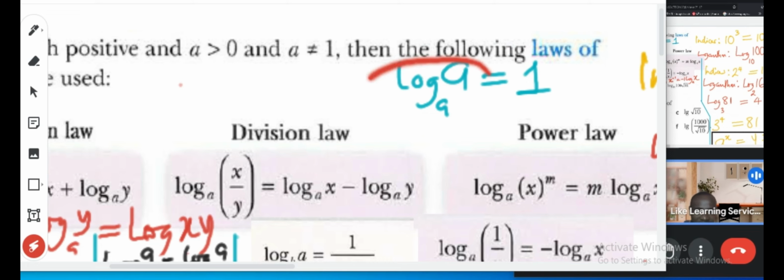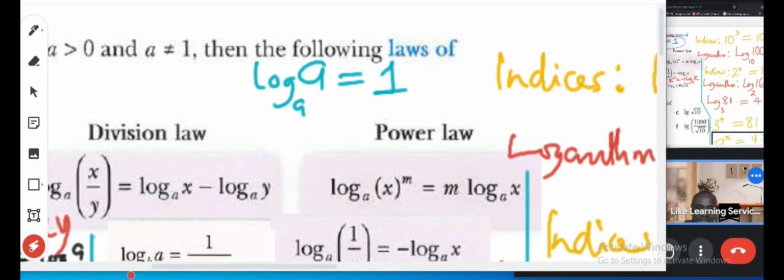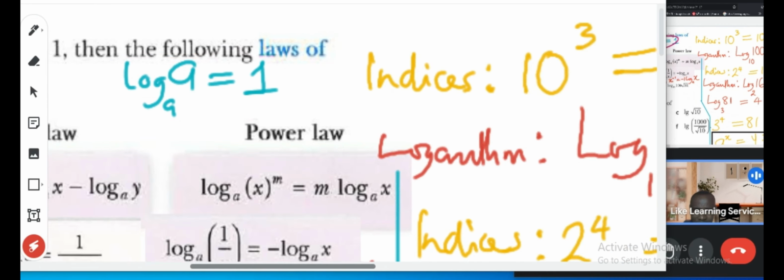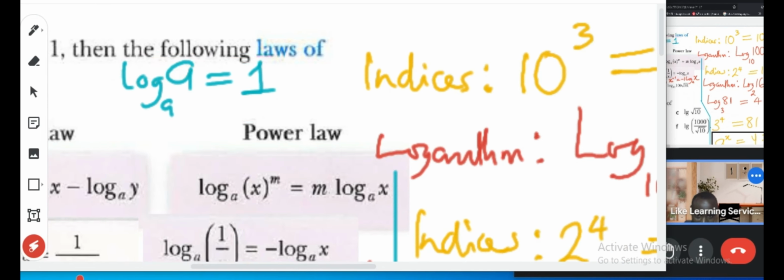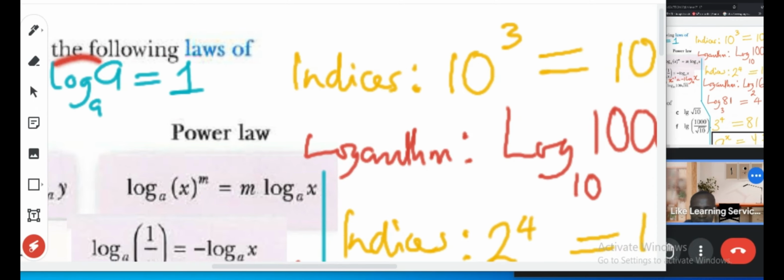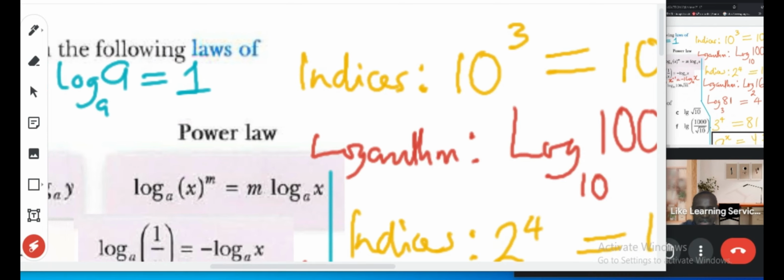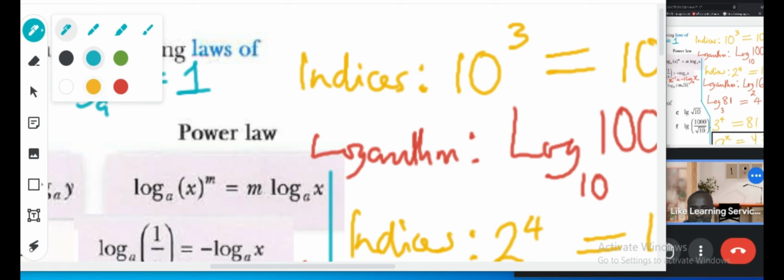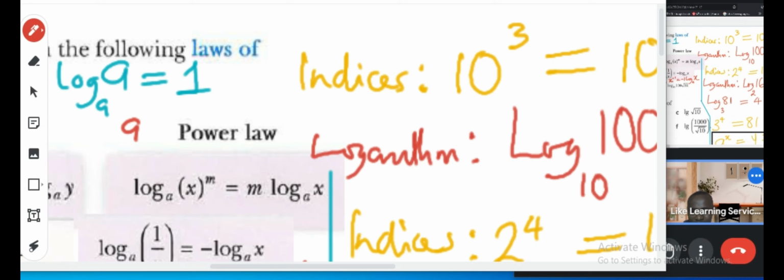Can you change this thing to indices and see if that law will make sense? Change what I wrote in blue to indices form. Are you sure it's supposed to be 1? A raised to power 1 equals A. Good. Is it not correct? Yes, of course. A raised to power 1 will give you A every time. A raised to power 1 obviously always gives A.